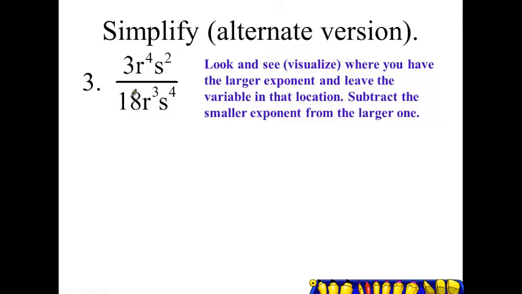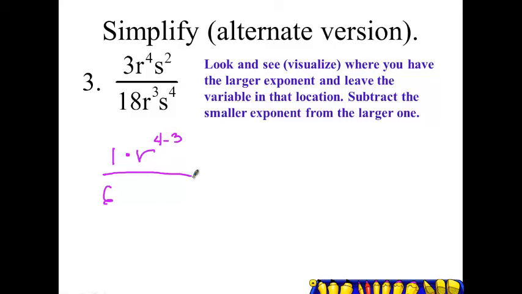So solving the same question, let's simplify first our coefficients. 3 over 18 is 1 over 6. Now if you look at r^4 and r cubed, this exponent is larger compared to the exponent of r in the denominator. So we have to leave the r in the numerator, then subtract the exponents 4 minus 3.